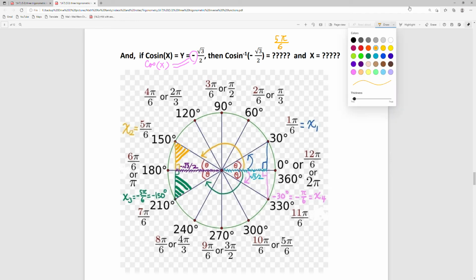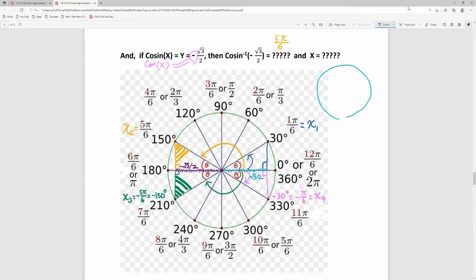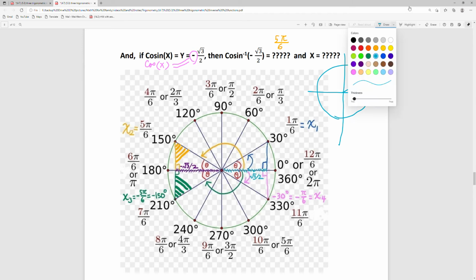Okay, so let me draw my unit circle. And remember, we have pi over 6 as a reference angle here. Right now, I want the negative square root of 3 over 2. Negative square root of 3 over 2 needs to be here. On the right hand side, you have positive square root of 3 over 2. Right now we need the negative, so the angle will be this big.